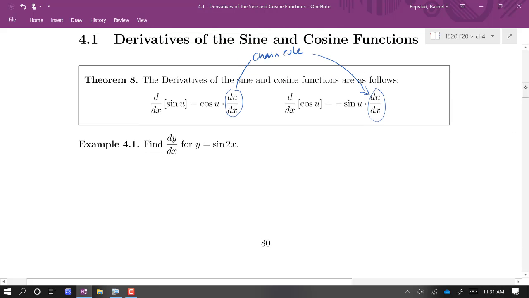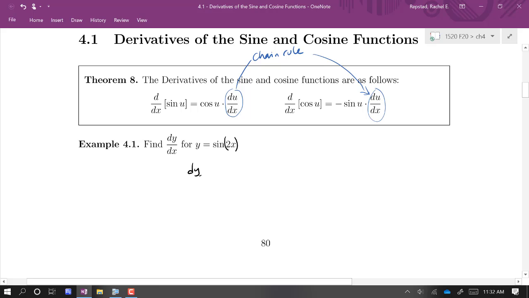Let's say we want to find the derivative for the function y equals sine 2x. The way that you'll see these functions written will appear just like this. I usually add parentheses around the argument. I like to make it really clear: this is the argument, this is the stuff inside my function. So I add the parentheses myself most of the time. So here's sine of 2x.